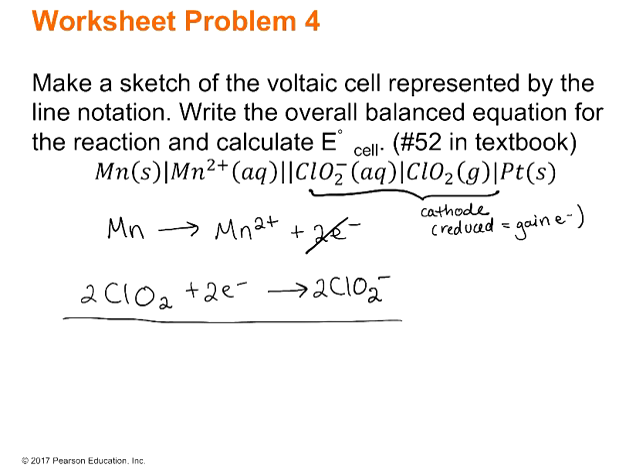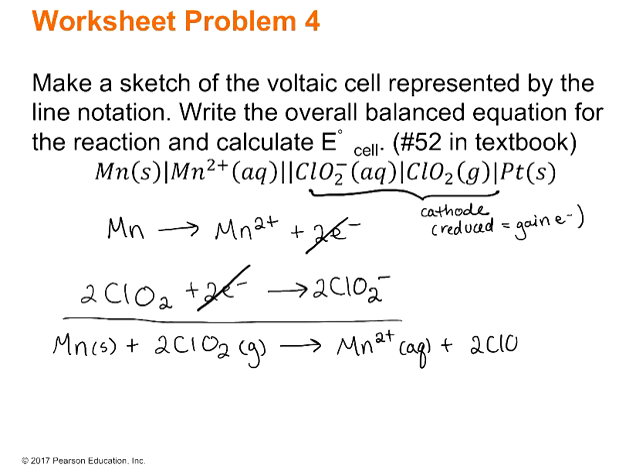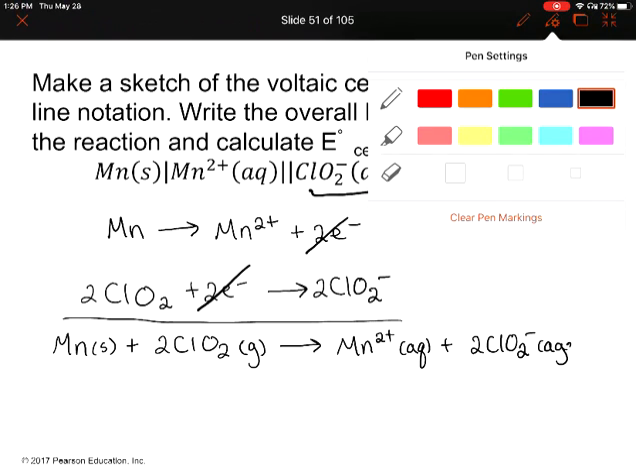All right, so now we can balance and write our overall reaction. So we can cancel our electrons, and we've got manganese, which is a solid, plus 2ClO2, which is a gas. And then that's going to end up as manganese 2 plus, which is aqueous, and 2ClO2 minus, which is aqueous. Oh, not Ag, Aq.